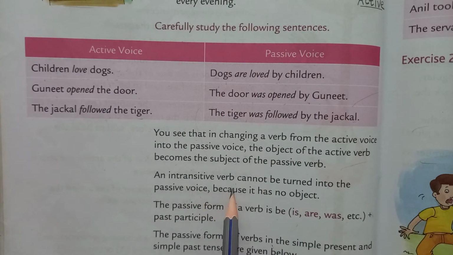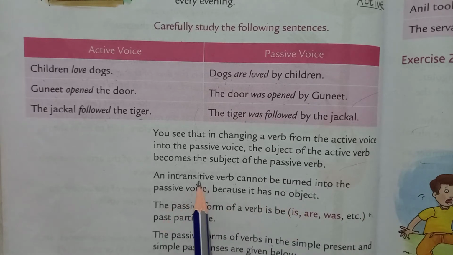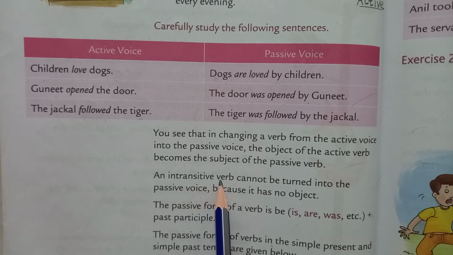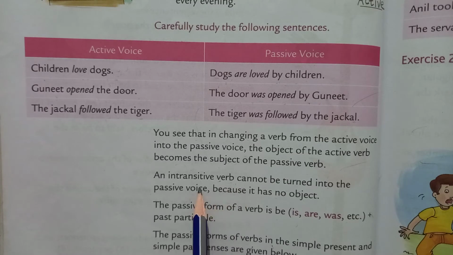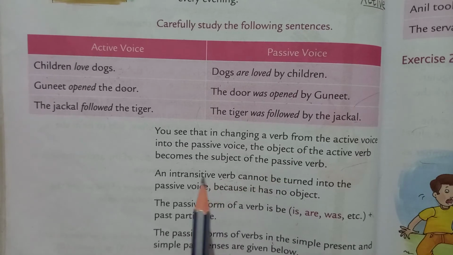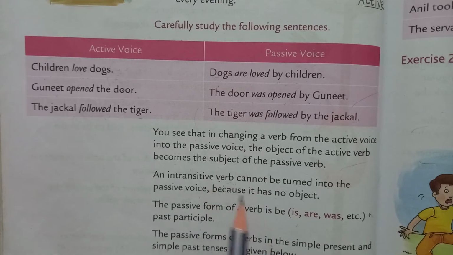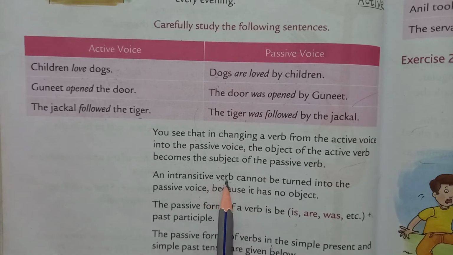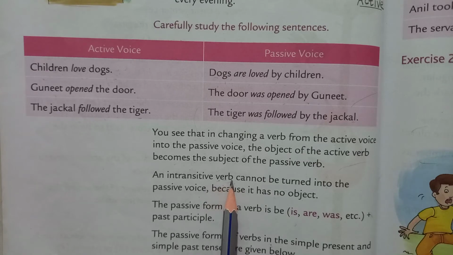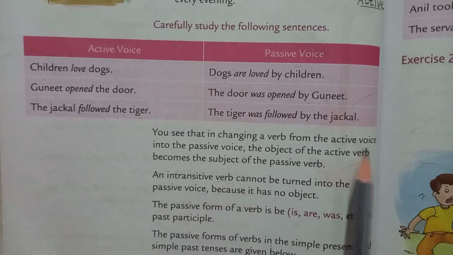An intransitive verb cannot be turned into the passive voice because it has no object. As you know, an intransitive verb means the action that cannot be passed over from the subject to the object, or you can say that an intransitive verb has no object. Okay, so in that case it will not change into passive voice.